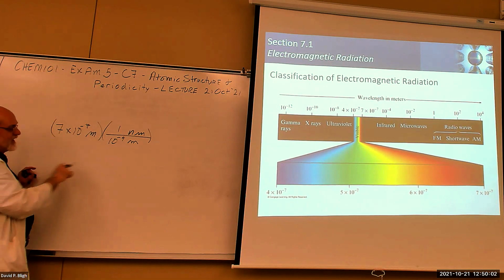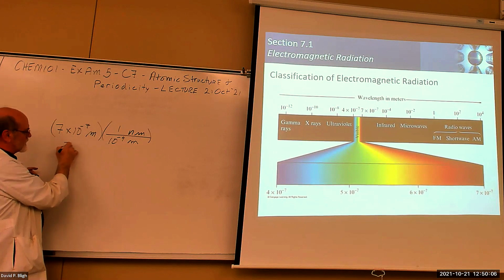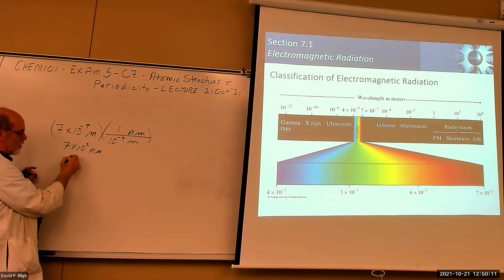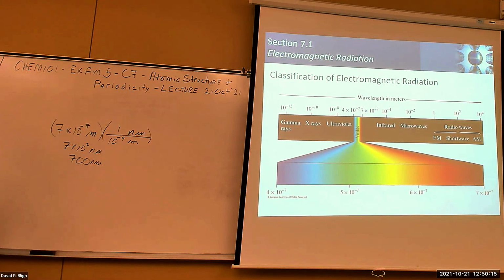Okay? So if we divide this one into this one, the exponent becomes positive, and that one is 7 times 10 squared nanometers, or 700 nanometers. Knowing that now, the visible spectrum runs from 400 nanometers to 700 nanometers. That's a little easier to deal with.